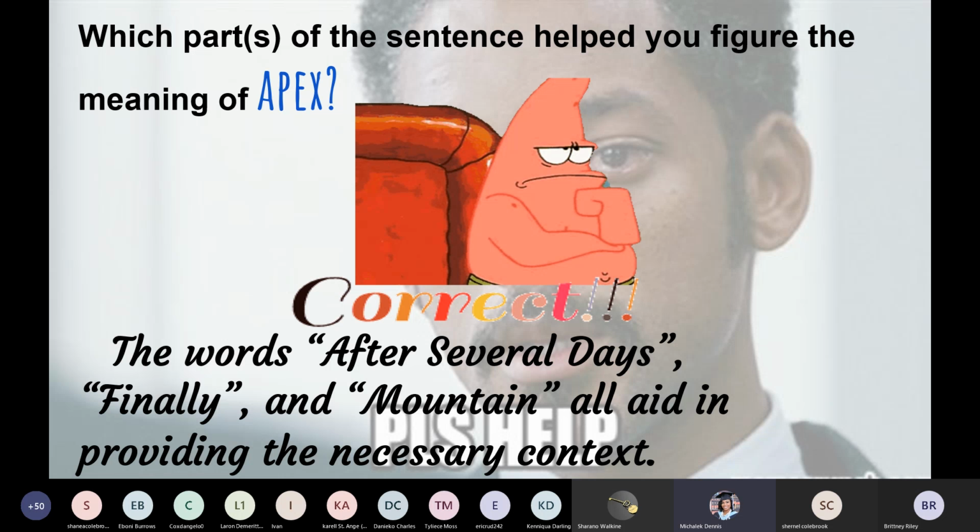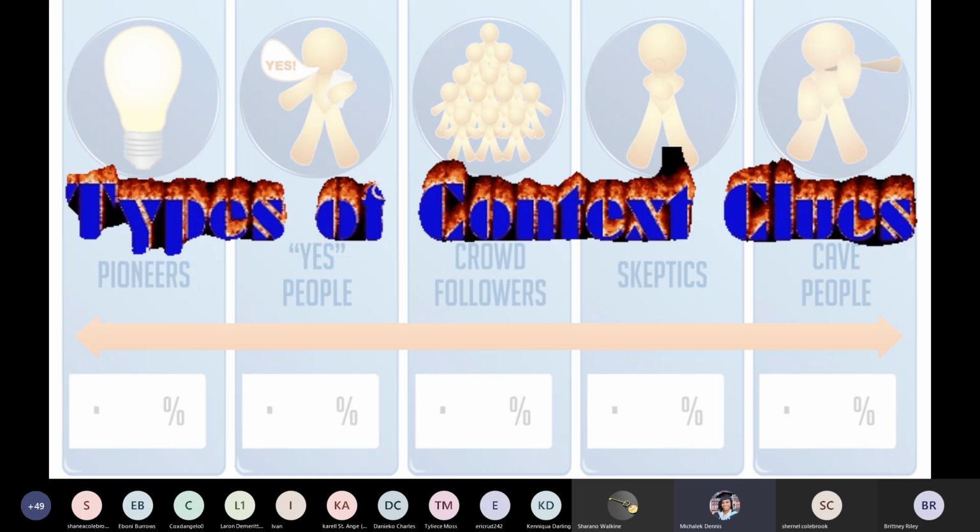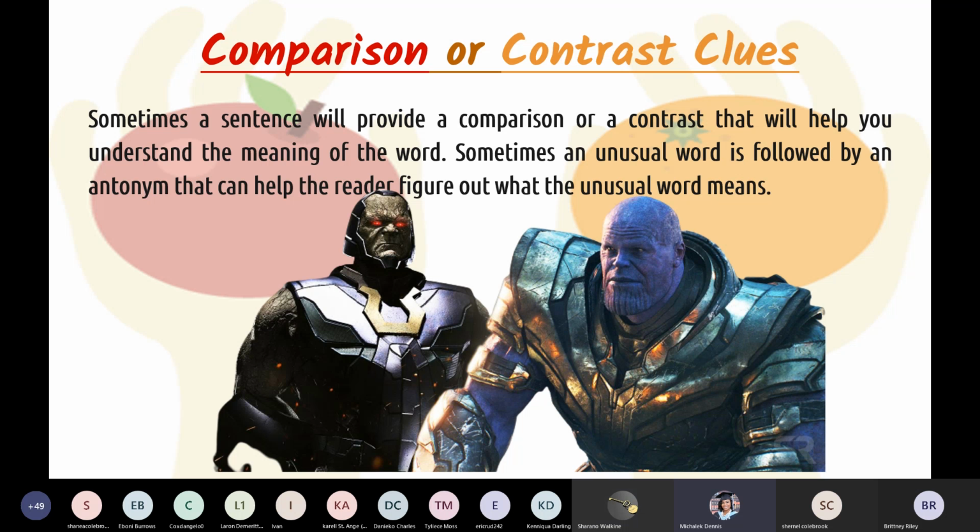All right. So the words after several days, finally, and mountain all aid in providing the necessary context for the meaning of the word apex. You guys are correct. Good job, grade 11. Now, today we're going to look at different types of context clues. We're going to look at a few today, and then next week we're going to look at some more, okay? But we're only going to cover a few today.